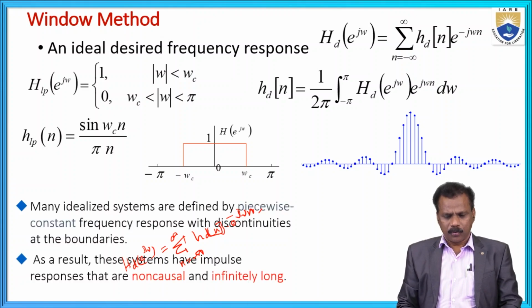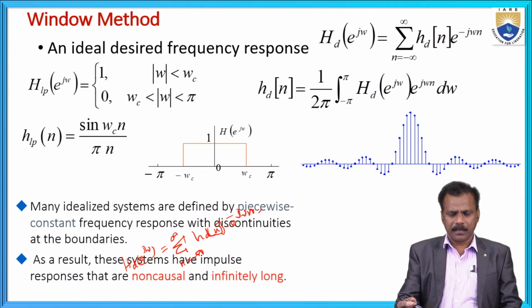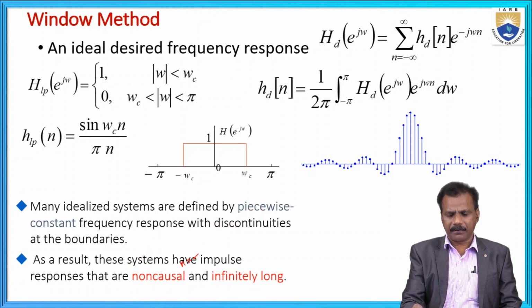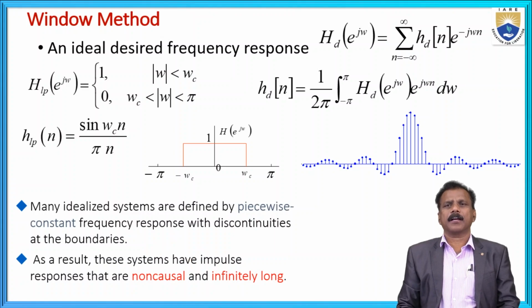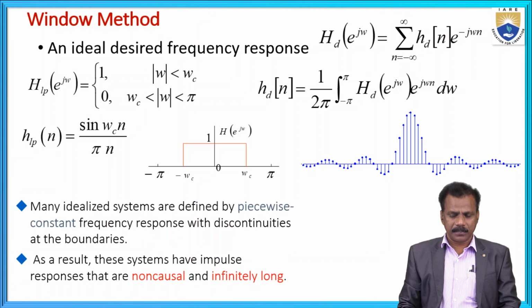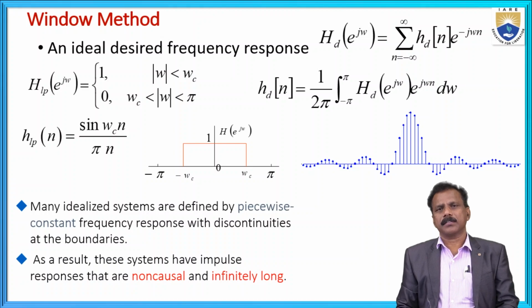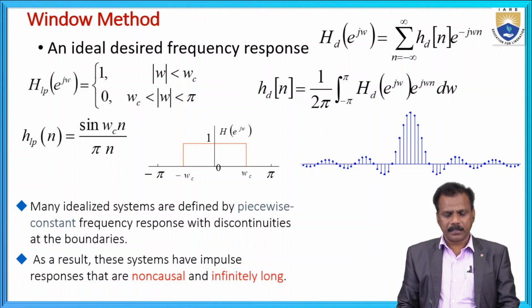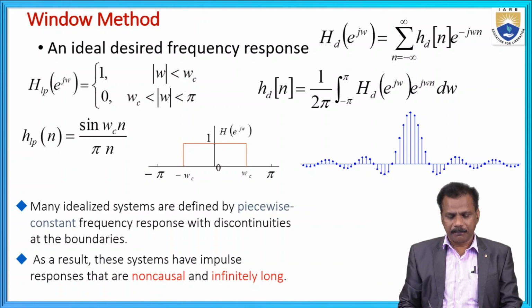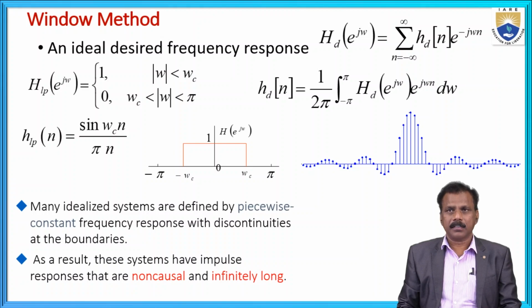Many idealized systems have piecewise constant frequency responses with discontinuities at the boundaries. As a result, these systems have impulse responses that are non-causal and infinitely long. Like this.